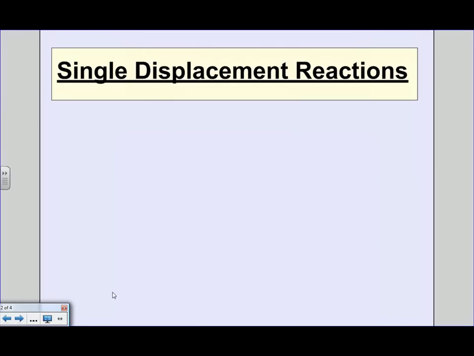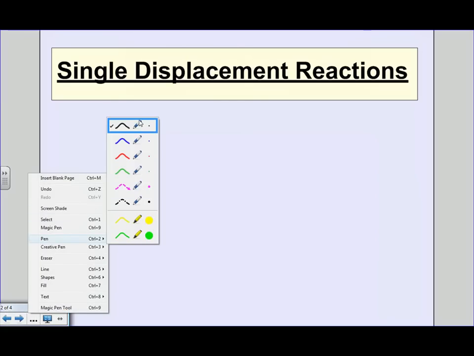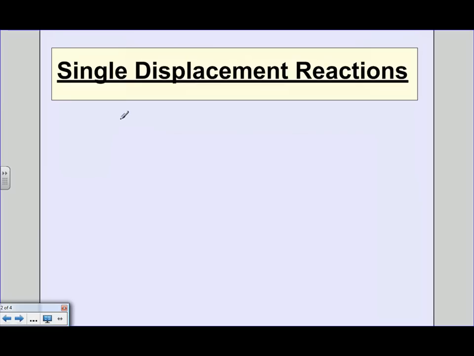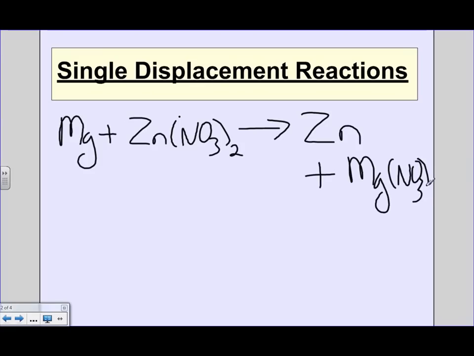One example is going to be a single displacement reaction. In a single displacement reaction, we're going to have a more active metal displacing another element. For example, if we were to take magnesium metal and place it into a solution of zinc nitrate, the magnesium metal is going to displace the zinc, so we're going to end up with zinc metal and some magnesium nitrate in solution.